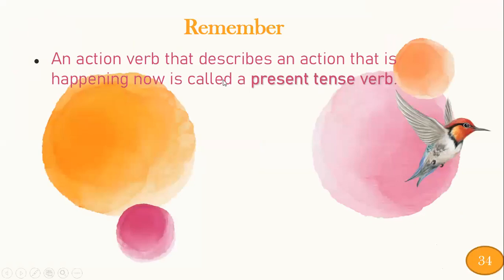So this is a reminder. An action verb that describes an action that's happening now is called present tense verb. I just want to remind you that the verbs can be in the present or in the past.